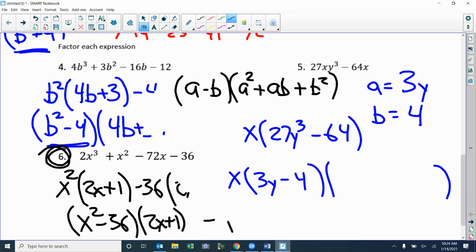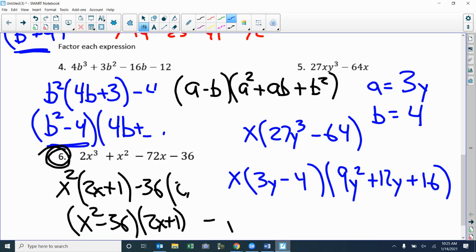Now, here's the part students forget a lot of times. They forget to square this part. Okay, so A is squared, 3y times 3 would be 9y squared. 3y times 4 would give you plus 12y. And then 4 squared would be plus 16. There you go.